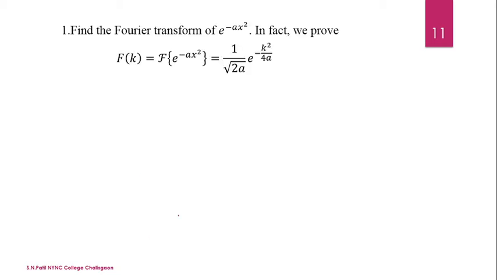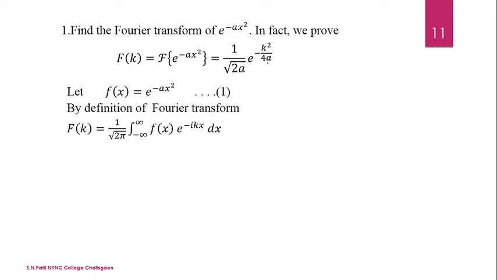In this video lecture, we'll find the Fourier transform of the exponential function e raised to minus a x square. Also, we prove the Fourier transform of e raised to minus a x square is equal to 1 upon under root 2 a e raised to minus k square upon 4a. Let f of x be the given function.